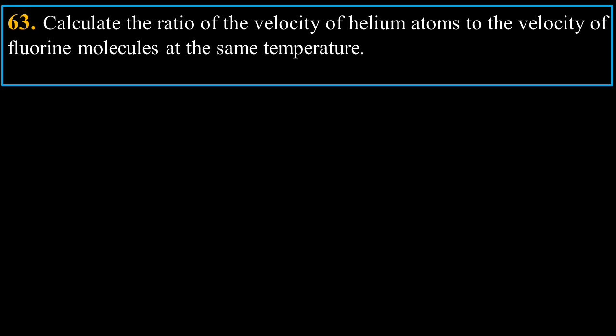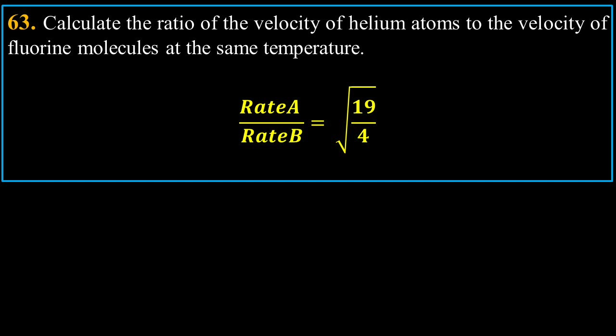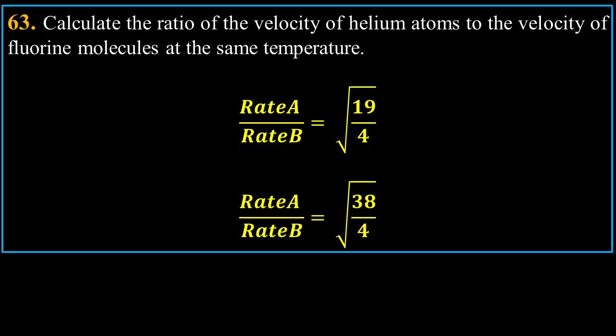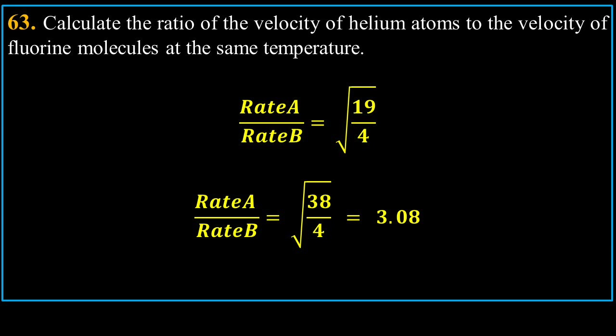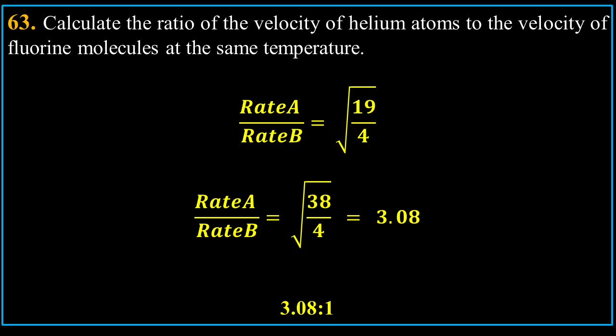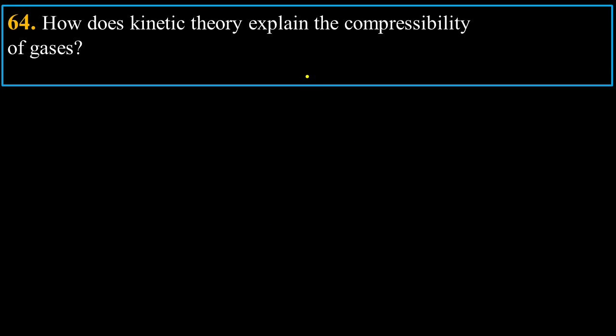Calculate the ratio of the velocity of helium atoms to the velocity of fluorine molecules at the same temperature. So again, this one is going to be 19/4, and the larger one we're going to put on top relative to the molar masses, and it's going to be 38/4 for the molar masses relative to the molecule of fluorine. So fluorine is larger than the neon because fluorine is diatomic. So 3.08 to 1.